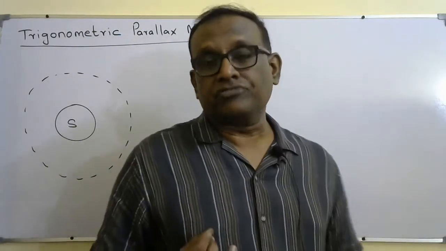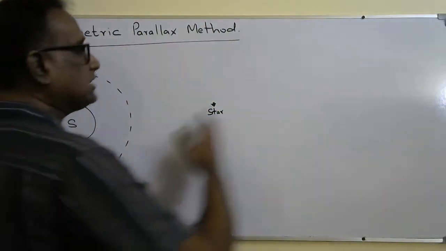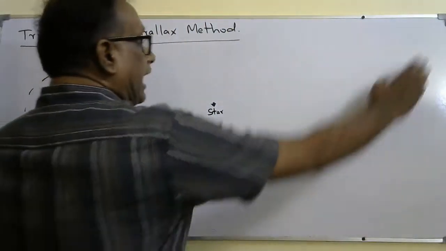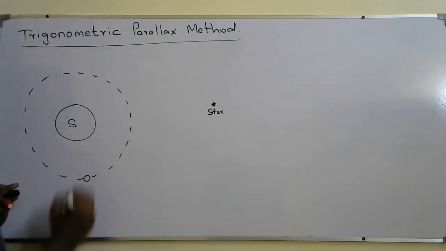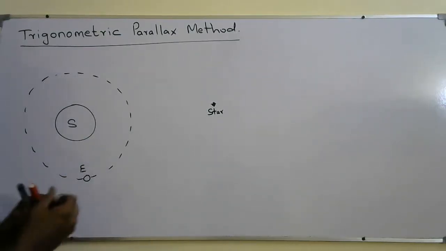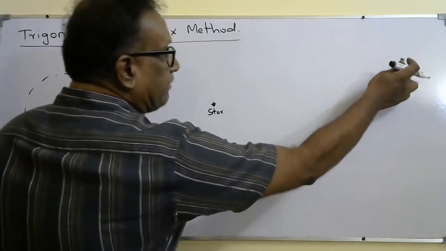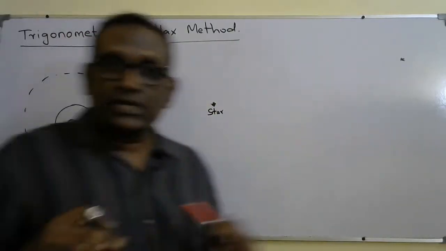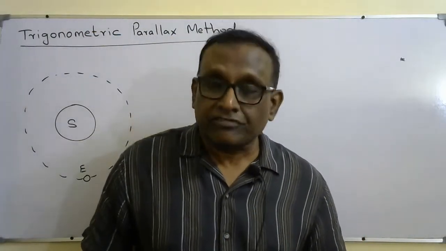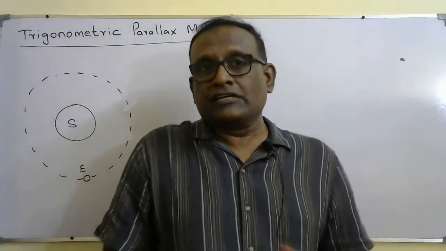We take light from far distant stars. Say, for example, there could be a star much farther away somewhere here. When the Earth is here, we observe that star, light from a far distant star somewhere here. So the light from this star will be taken as the reference line when we are taking the measurements of angles. First I'll tell the method.